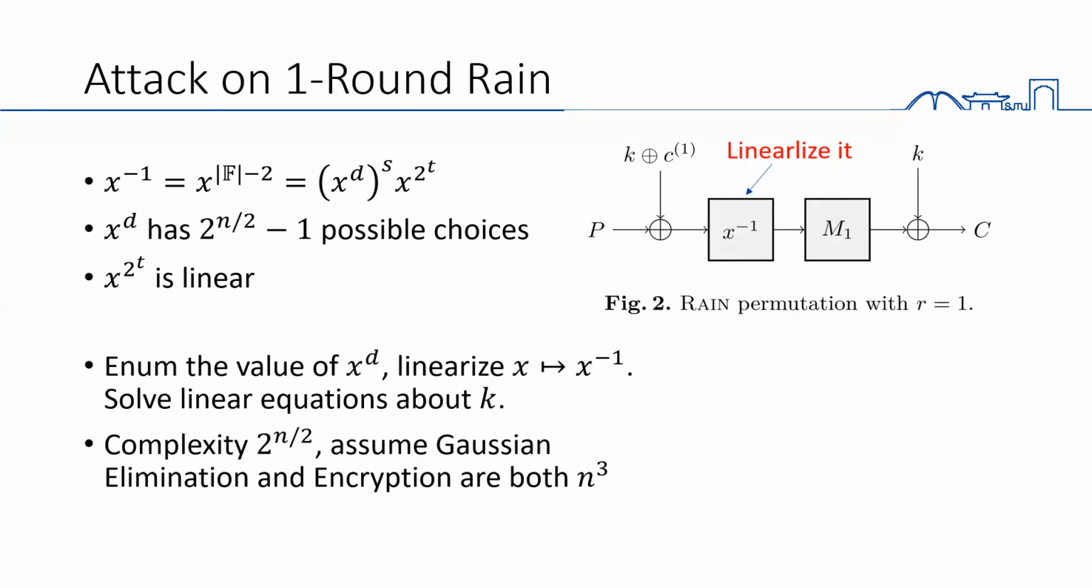So we can apply linearization. The cryptanalysis is similar. x to the d has limited possible choices, and x to the 2^t is linear. So we can enumerate all the values of x to the d. This linearizes the nonlinear function. Finally, we can solve the linear equations about the secret key. So the complexity is 2 to the half of n in terms of the number of encryptions, and we assume Gaussian elimination and encryption cost are both equal.